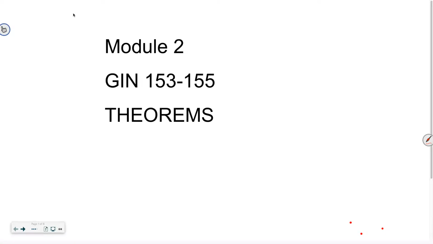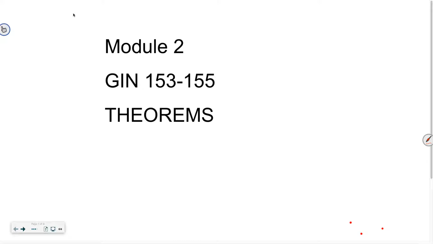All right, so now we're going to start Module 2 for Chapter 11. And Module 2 for Chapter 11 goes in your notebook on page 153 to 155. And these are the theorems. There's a lot of different theorems in this chapter. And when we go through them today, they might be a little bit confusing. But in the next modules, Module 3, 4, 5, and 6, you're going to see how to apply them. And hopefully they'll make more sense.